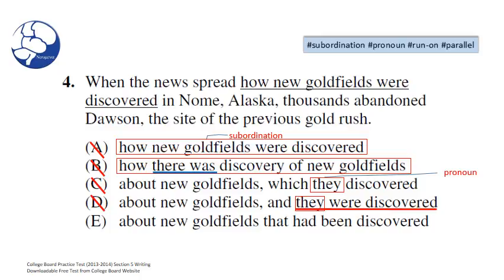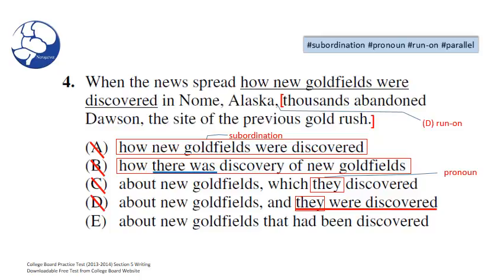We underlined "they were discovered." Now let's look at the sentence again. They were discovered in Nome, Alaska, comma, what? Thousands abandoned Dawson, the site of the previous gold rush. We have two independent clauses joined by only a comma. This causes a run-on sentence. Again, two independent clauses joined by only a comma leads to a run-on sentence, which is wrong.